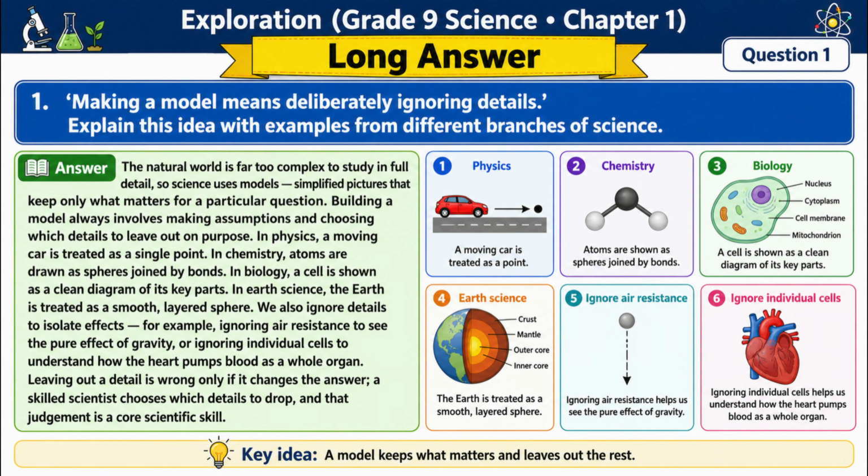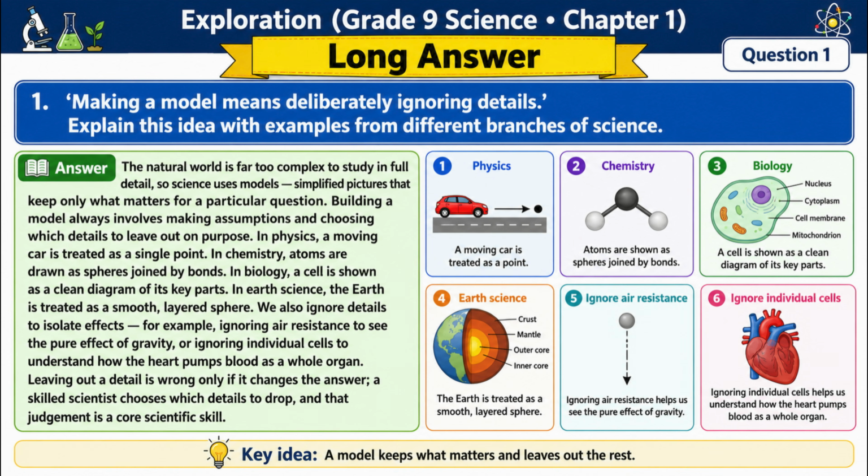In physics, a moving car is treated as a single point. In chemistry, atoms are drawn as spheres joined by bonds. In biology, a cell is shown as a clean diagram of its key parts. In earth science, the Earth is treated as a smooth, layered sphere. We also ignore details to isolate effects. For example, ignoring air resistance to see the pure effect of gravity, or ignoring individual cells to understand how the heart pumps blood as a whole organ.